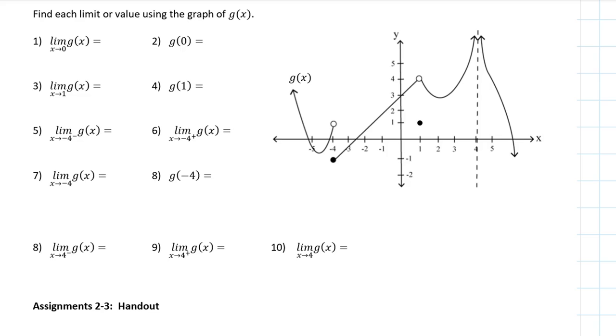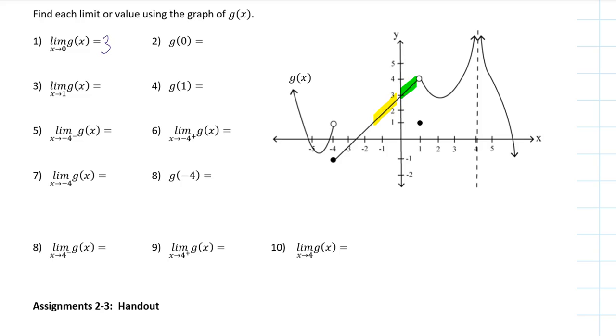All right, so number one, the limit as x approaches 0. Okay, so here's my graph of g of x on the right. So if I approach 0, I'm coming up from the left, down from the right, and I'm approaching a y value of positive 3. The next one doesn't say limit, it just says what is g of 0.